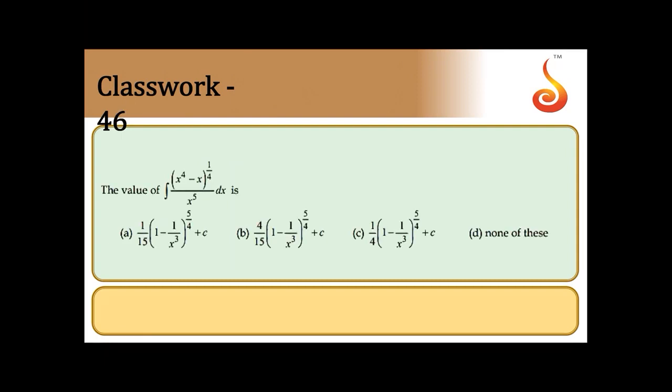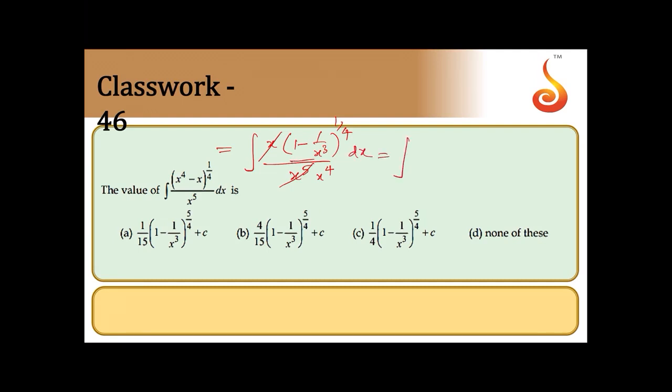x to the power of 4 minus x by x to the power of 5. In this one, this can be simplified by taking x to the power of 4 common. When you take x power 4 common, 1 by 4 x multiplied by 1 minus x by x power 4 is 1 by x cube, to the power of 1 by 4. 1 by x cube derivative is minus 1 by x to the power of 4. So therefore, we'll be getting x power 5, one x gets cancelled, we'll be getting x to the power of 4 dx.